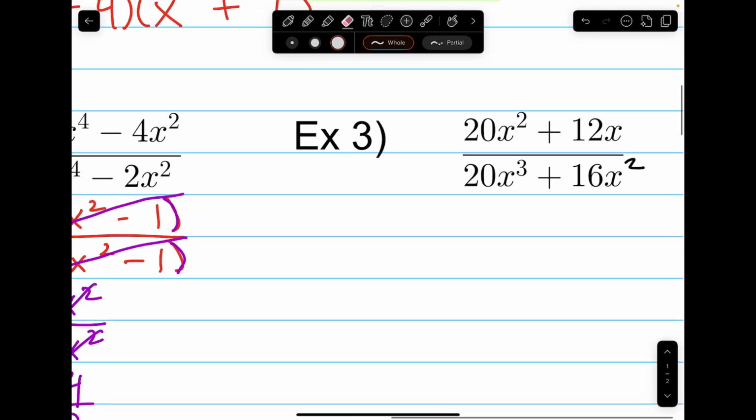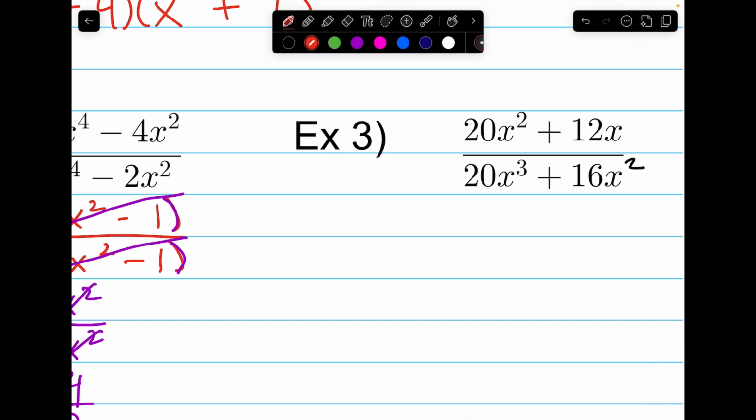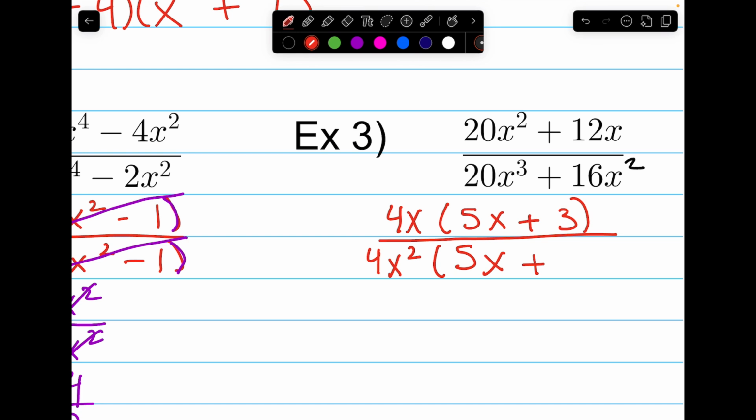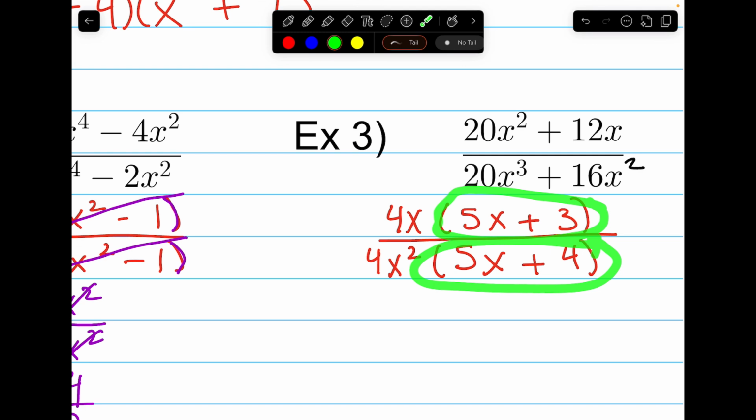Next one. So again, find your GCF. I will pause my video and see if I can find my GCF and factor this completely. So the GCF for the numerator is 4x. And when I factor that out, I get 5x plus 3. The GCF for my denominator is 4x squared. And when I factor that out, I get 5x plus 4. So what can I simplify? I want you to pay attention to this binomial. This binomial is 5x plus 3, while that binomial is 5x plus 4. These are not the same. I cannot cancel those out. So that means these binomials are stuck the way they are.